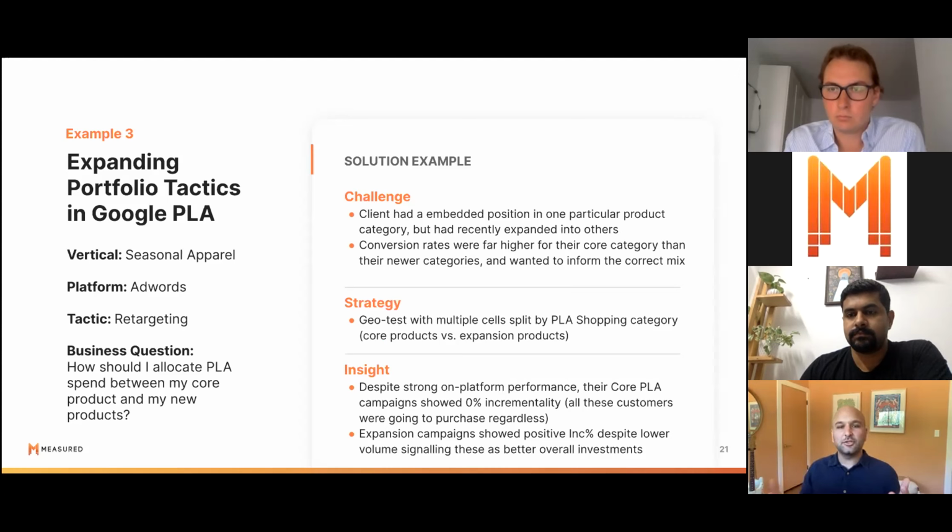So they're at this very tricky moment where it's about to be Q4, and their core product drives a huge percentage of their revenue. They have a huge amount of money in that PLA shopping tactic. They know it's working to some extent, or they think it's working, because they're seeing the conversions come through, but they're wondering, can I boost my sales in Q4 by potentially reallocating that budget elsewhere? So Terrence, do you want to walk us through how that played out?